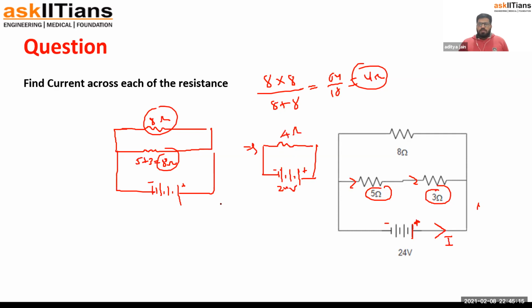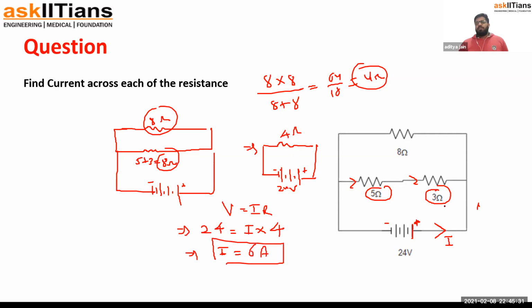Now comes the application of Ohm's law, that V equals IR. What is the potential difference given here? 24. What is the current? We have to calculate. What is the resistance? 4 ohm. So if you solve this, you will get I equals 6 ampere. So the total current from the battery will be 6 ampere. This will be 6 ampere, and this will again be 6 ampere. So the total current starting from the battery is 6 ampere.